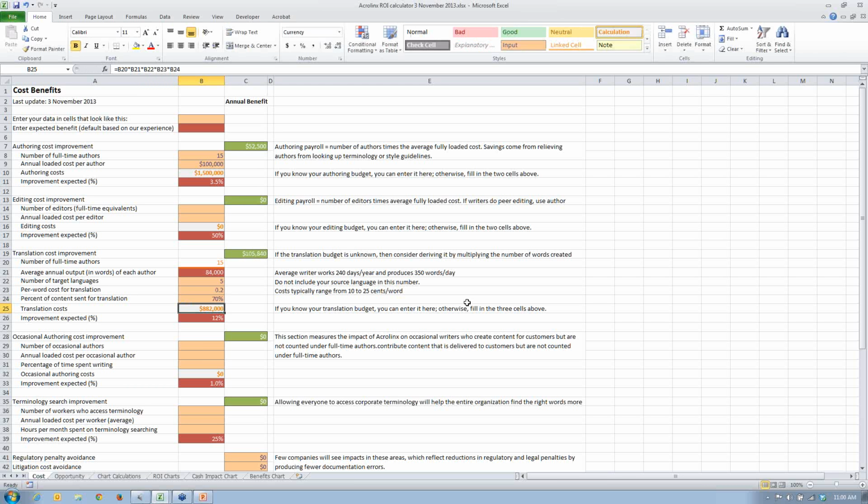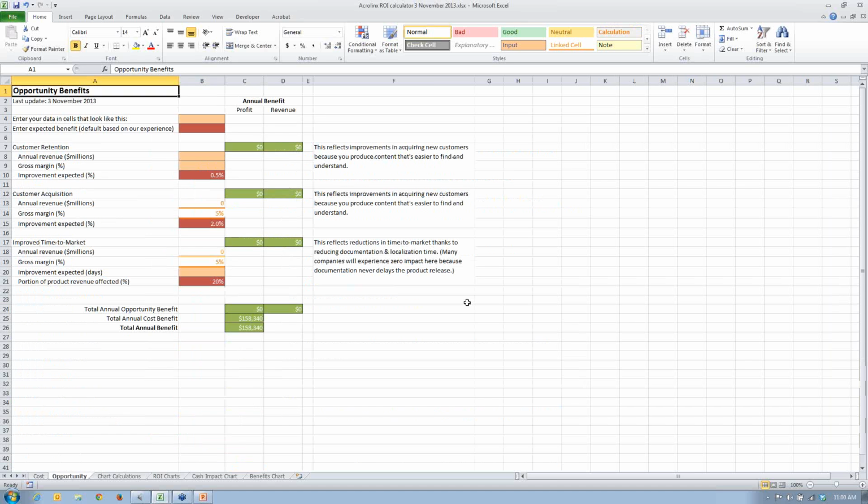And that shows you what a calculated cost is. You could, of course, as it says here, if you know your translation budget, you just enter it right here and skip all those other ones. We don't have time to go through all of these calculations, but I think you understand this idea. If you do have questions, I would love to hear from you on this.